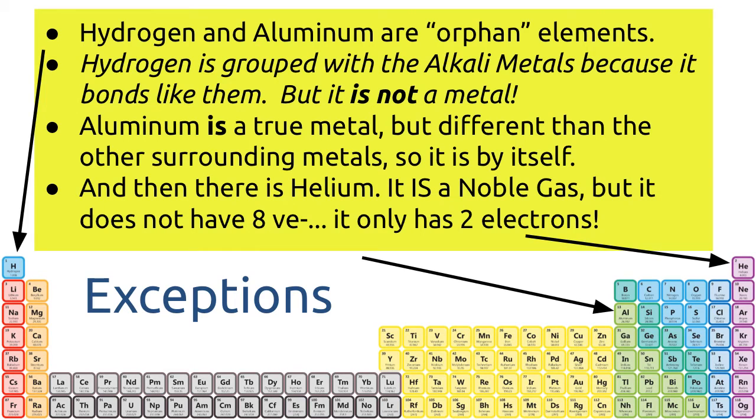The three exception elements are notably aluminum, hydrogen, and helium. So hydrogen is grouped with the alkali metals because it forms bonds like them, and it has similar trends that we'll see in a bit, but it's a nonmetal. It's the only nonmetal to the left of our staircase. Aluminum is actually a true metal, but it's a little bit more predictable than its peers. So even though it's on that line of the semimetals, because of how predictable it is and how it bonds, it is a true metal. And then helium is in the noble gases family, and it is a noble gas, but it has a different number of what are called valence electrons, which we're going to learn about in a minute.